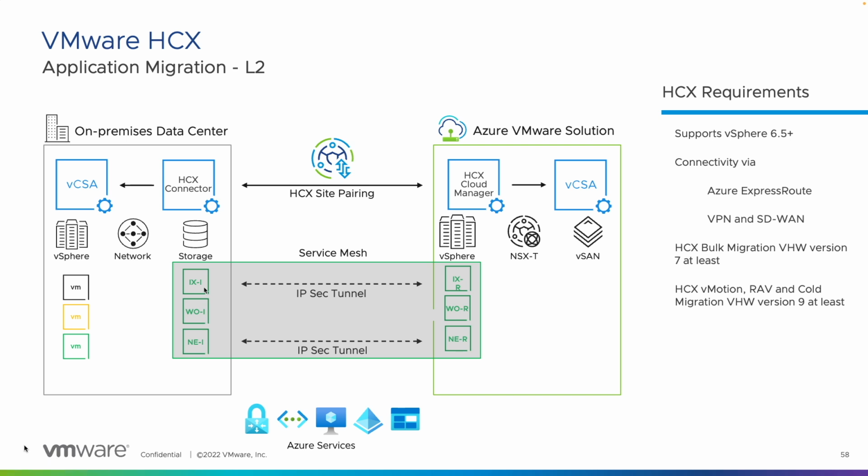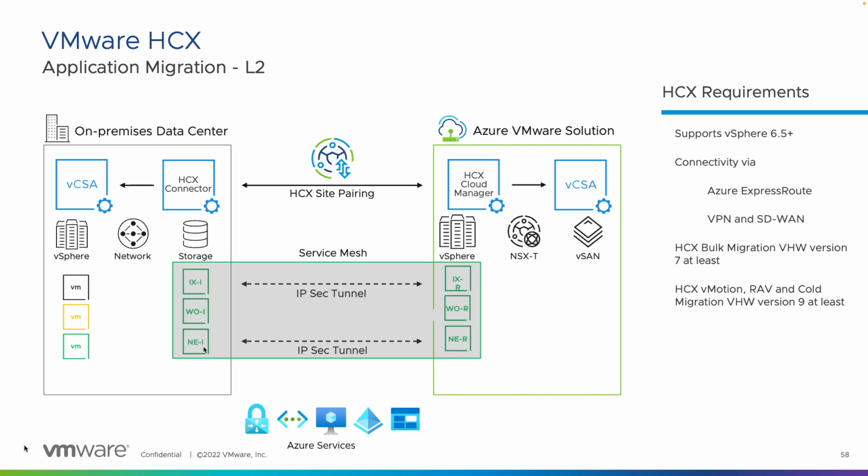IX is responsible for vMotion, bulk migration, and cold migration. WO is WAN optimization. It does dedupe and compression, which helps speed up the migrations. And then NE is network extension.